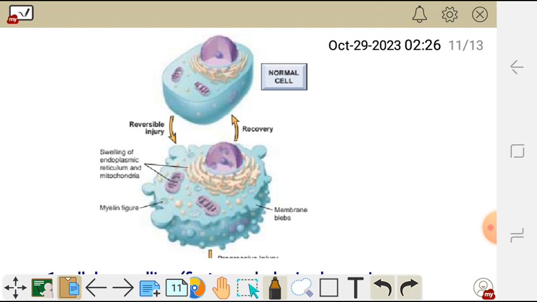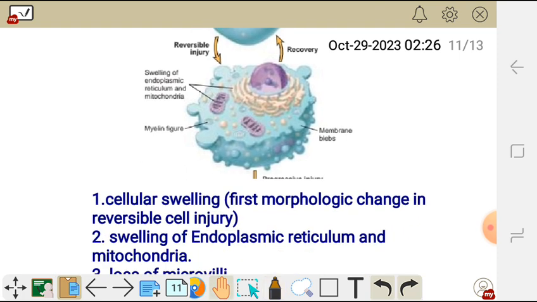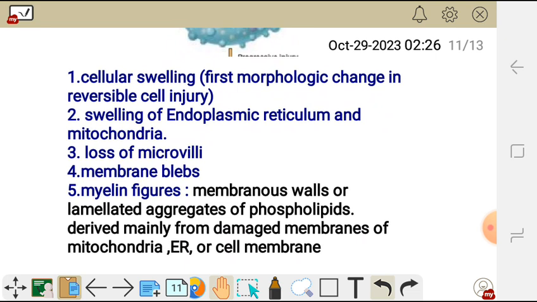Okay, so in a nutshell, the activities which take place under reversible cell injury are: the first one is cellular swelling, which is the first morphologic change in reversible cell injury. But the first change is mitochondrial dysfunction. The first morphologic change is the cellular swelling. Then from there we have swelling of the mitochondria and endoplasmic reticulum. And then we also have loss of microvilli. Microvilli are going to be lost, membranous blebs are going to be formed, and myelin figures are also going to be observed.